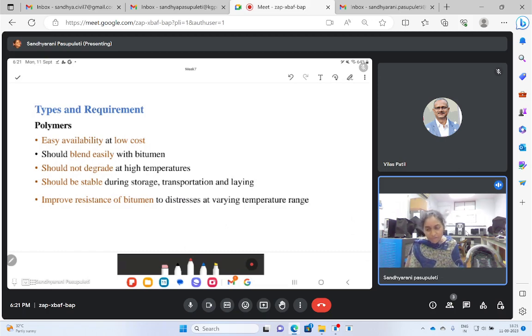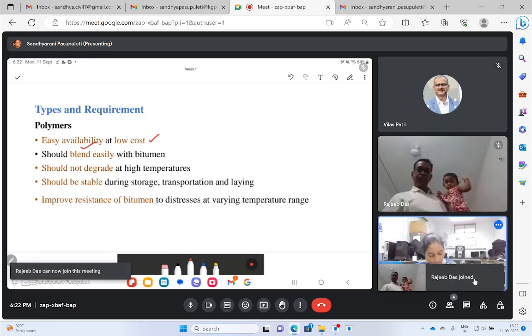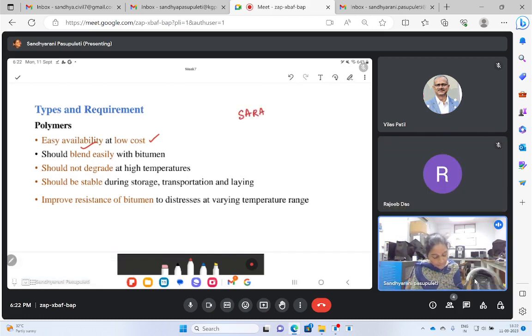So these modifiers usually should be easily available, should be low in cost, and should blend easily. The existing unmodified or conventional bitumen has a certain chemical composition which we already know, that is SARA fractions: saturates, aromatics, resins and asphaltenes. In addition to that, we are going to add some other chemical agents. So the existing bitumen should be able to blend easily, and these chemical agents or modifiers should not separate very easily and they should not degrade at higher temperatures.